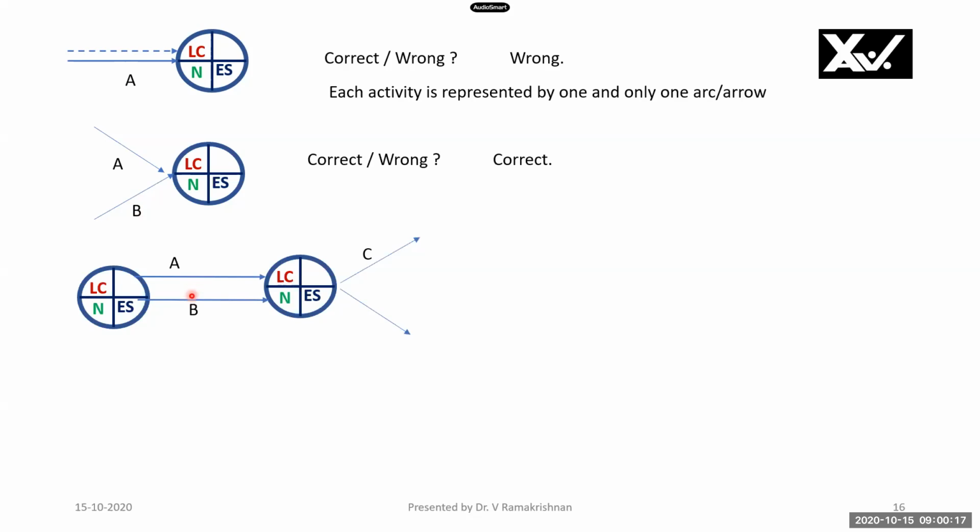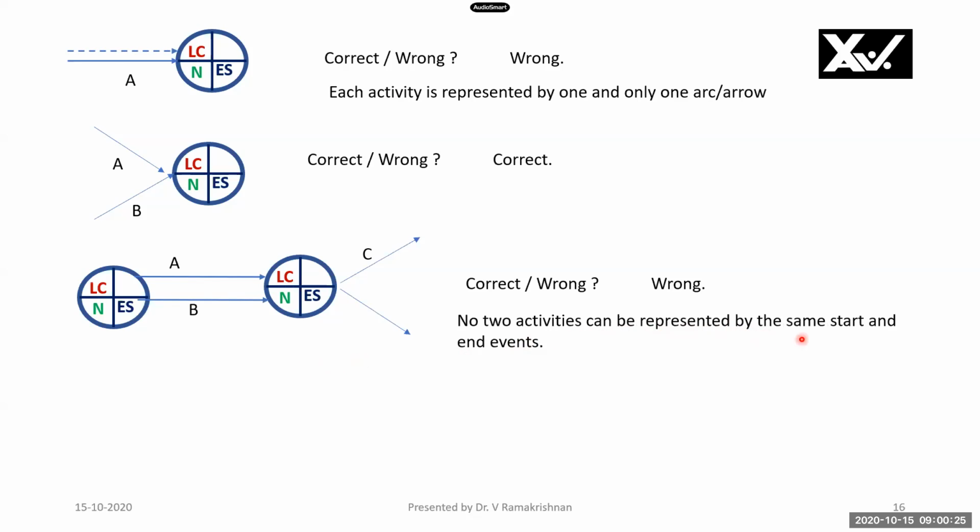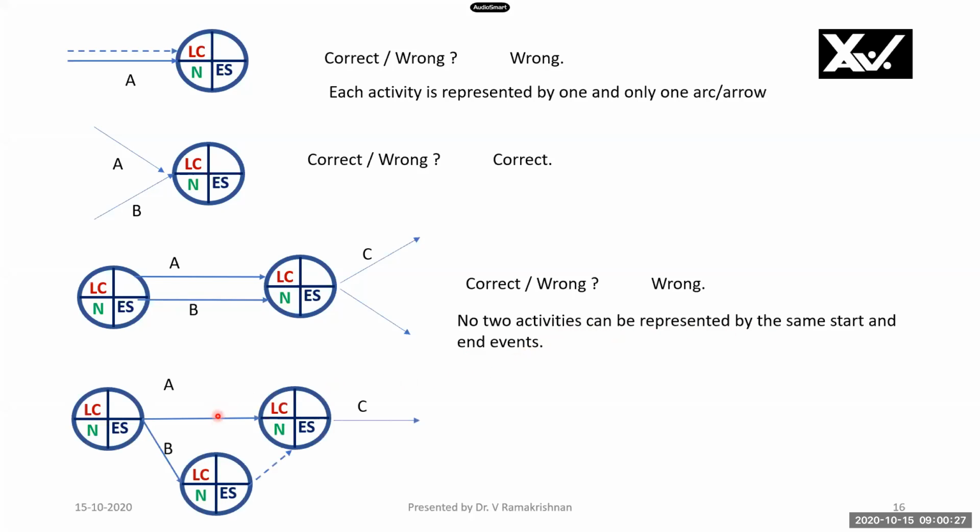Now here, two activities cannot have the same starting and ending events. Therefore, this is wrong. Right? No two activities can be represented by the same start and end events. Now here, is this correct or wrong? This is correct, perfectly right.